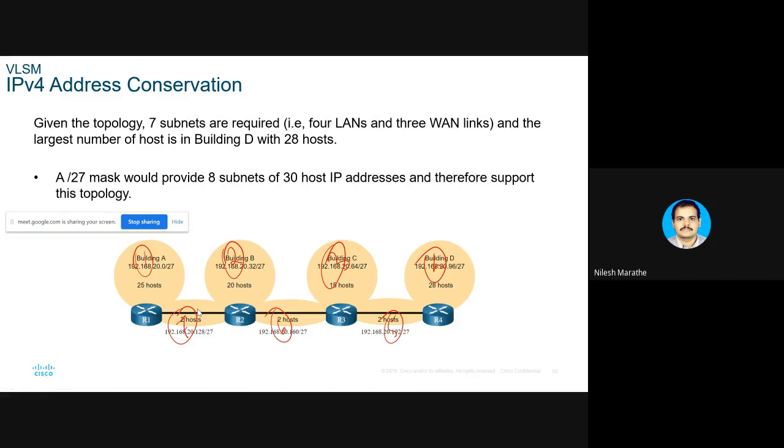So what is going to happen here? Given a topology, 7 subnets are required: 4 LANs and 3 for the WAN links. If we do the same way which we have done previously, right? Can you tell me, let's suppose /27 is a mask. 27 means 3 octets and 3 bits from the last octet.